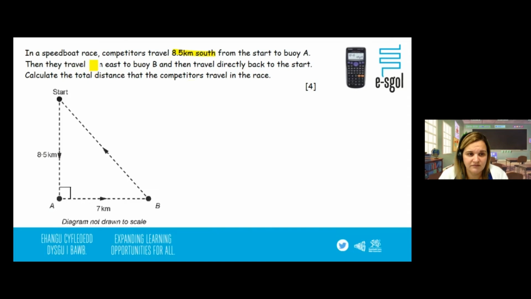Then they travel 7 kilometers east. Again, that is marked on the diagram for you. And then they travel directly back to B. And they've even given you arrows on this triangle to show you the path that they are taking. And then we have to find the total distance that they travel. So that is the full distance around this triangle.